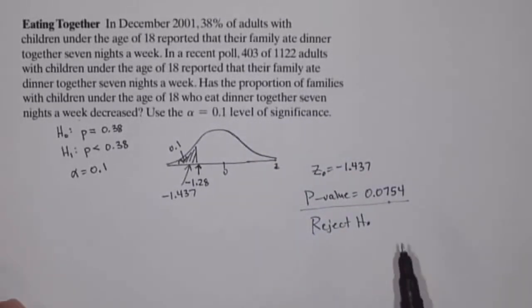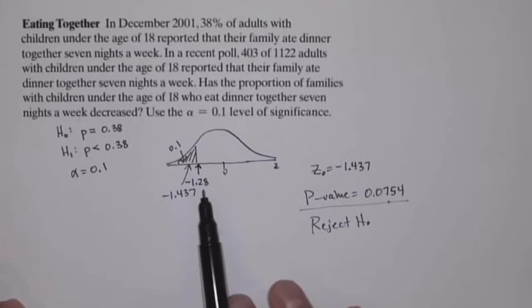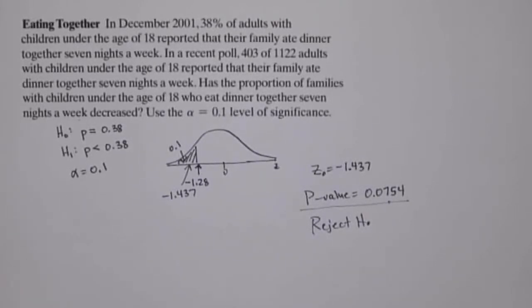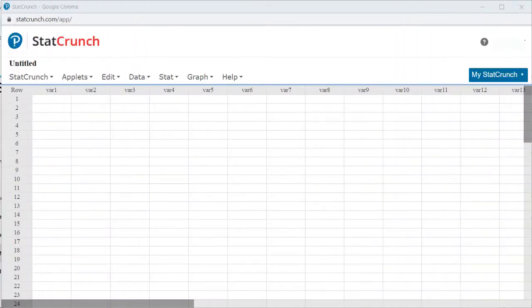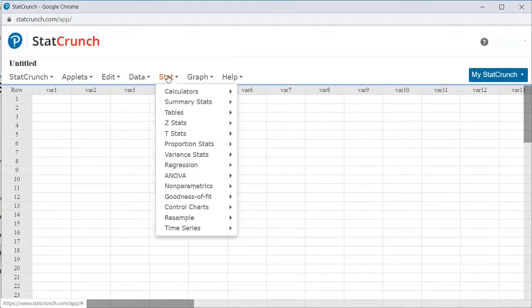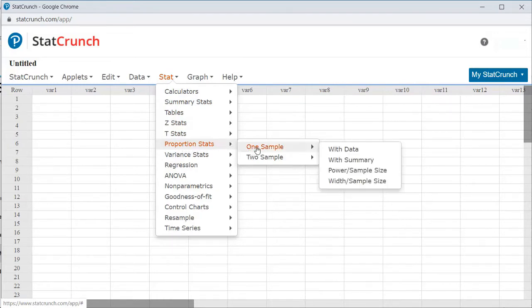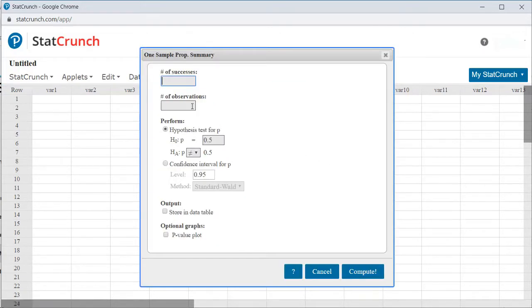The classical approach takes a little more work because I have to find the critical value to compare it against. Now, in the same way, if I want to use StatCrunch, when I go into StatCrunch, I'm going to select Stat, and we're going to go to Proportion Stats. This is the same place where we did confidence intervals. I'm going to go to One Sample because we have one sample, and With Summary because we have summary information.